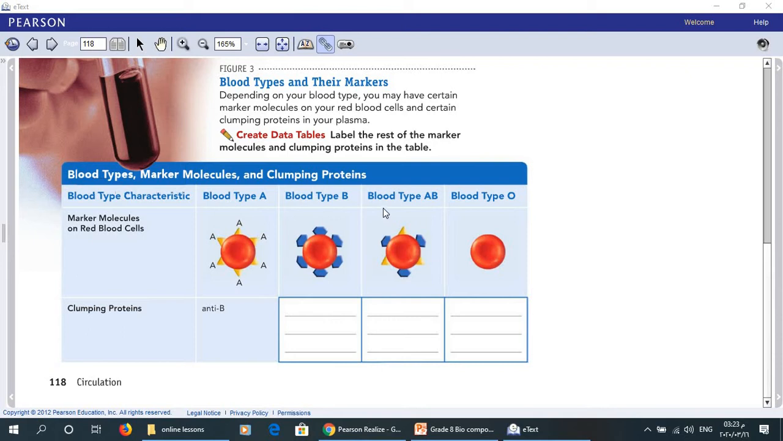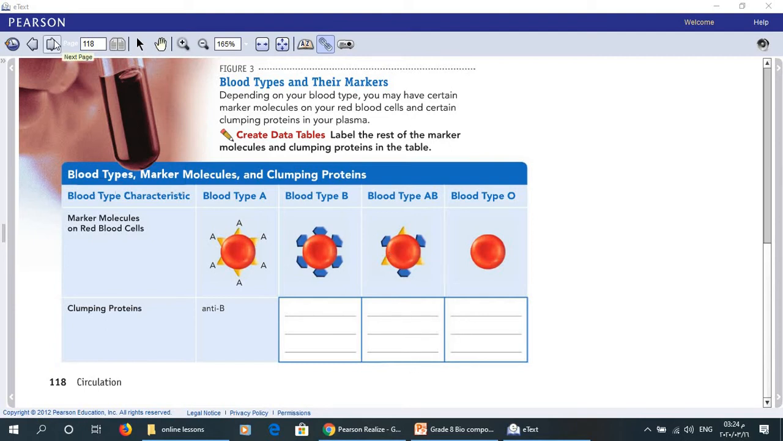Now here, blood type AB contain both types of markers, marker A, here marker B, here A, here B, here A, here B. Here, of course, in his or her plasma, no clumping proteins. Type O, here, no marker on the surface of red blood cells, RBC. So, in his or her plasma, that means contain both clumping A protein and clumping B protein. Contain antibody A and antibody B.